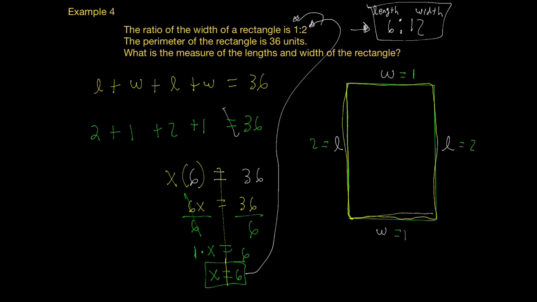And you can double check this as well. 6 plus 6 is 12, and then 12 plus 12 is 24. 24 plus 12 gives us this 36. So try out the next couple of examples, and then when we come back, we'll wrap this up with proportions.